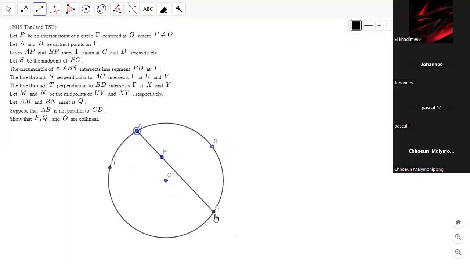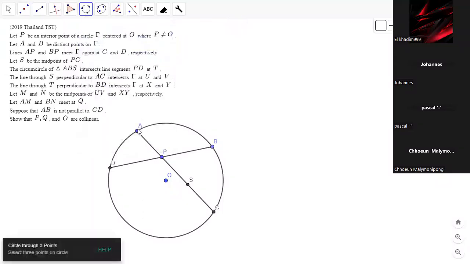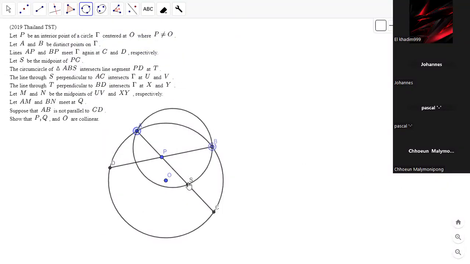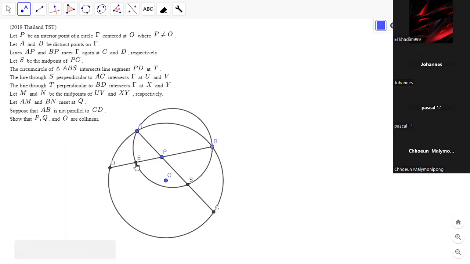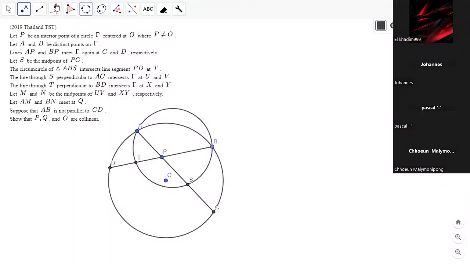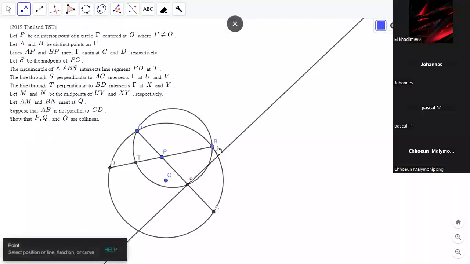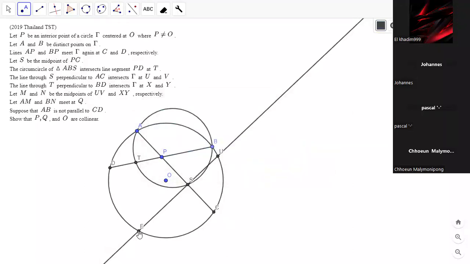AP, so S is the midpoint of PC. This is kind of random. Then we draw the circumcircle of ABS, and it intersects PD at T. And then the line through S perpendicular to AC intersects the circle at U and V. All right.